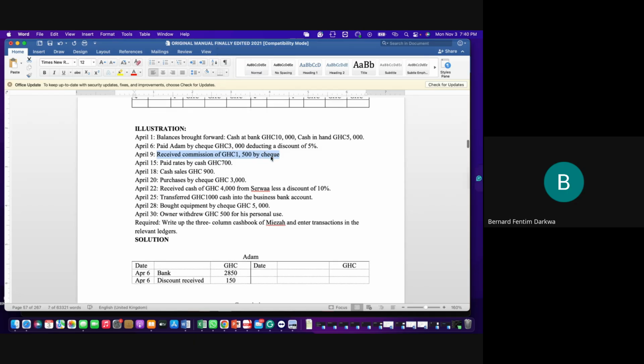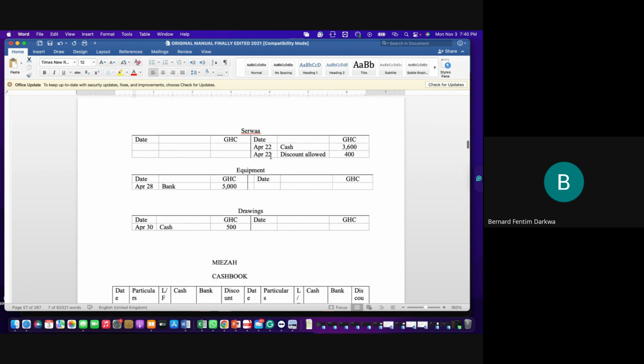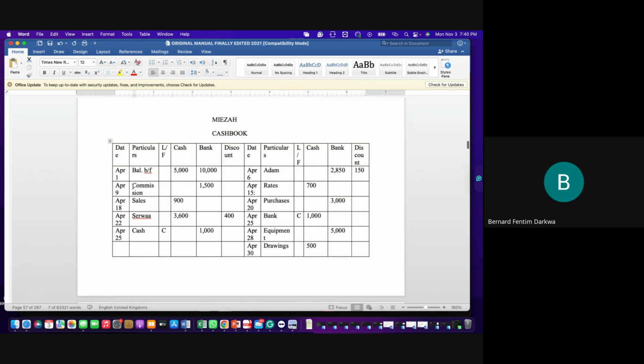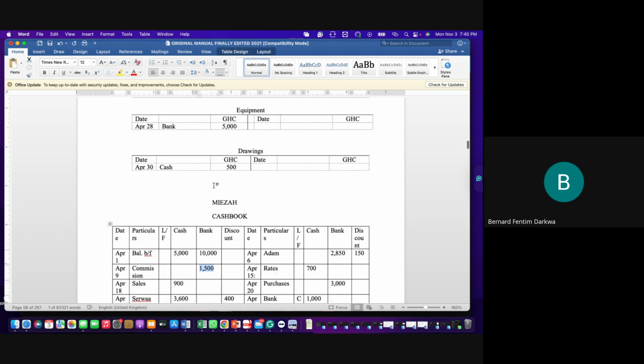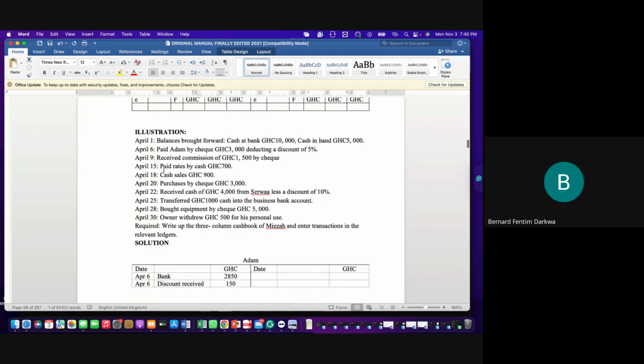So this one, it is commission. So you are receiving by check. So you come to the date commission, then you are receiving by check under check. So debit bank. Then you go to the next transaction, paid rate by cash 700.